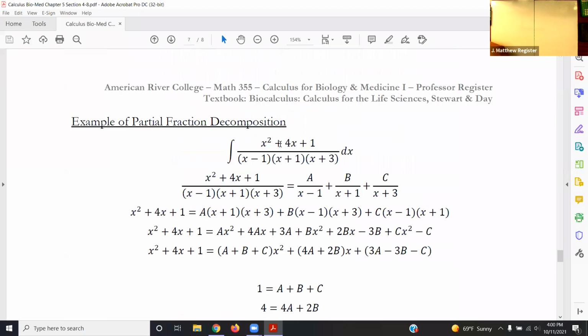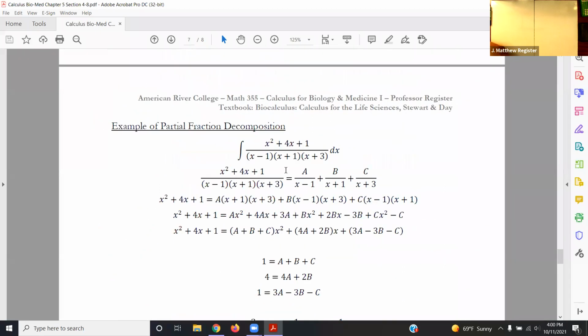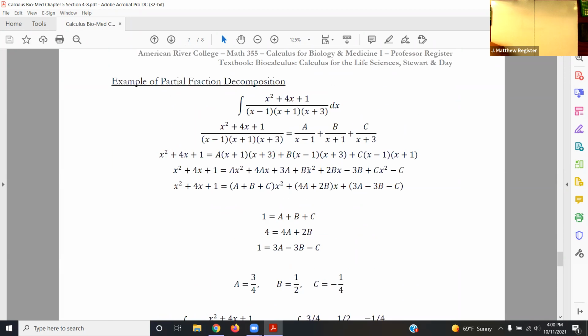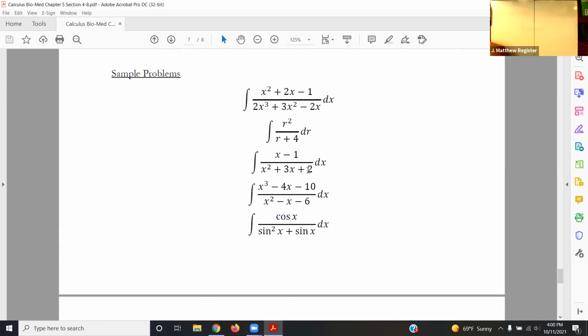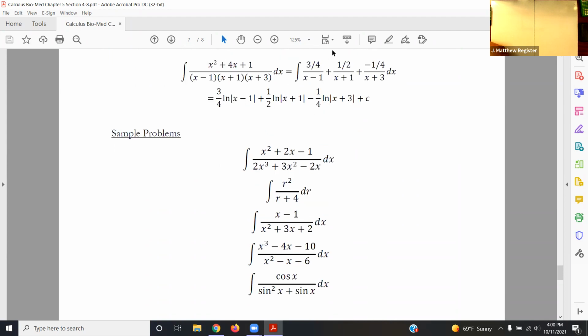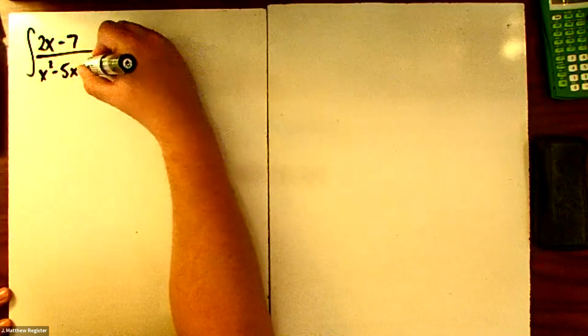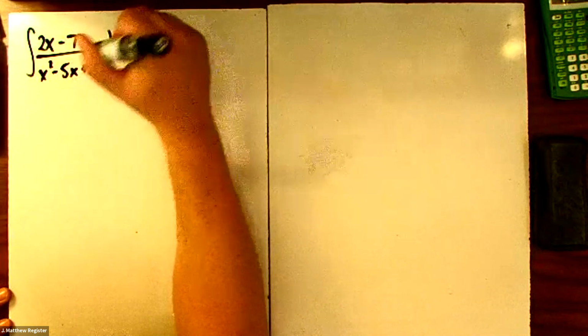But here's an example of one which is fully worked out, and this is one which has 3 variables. I might start out with one which just has 2 variables. And so we'll keep this one here in the notes. I'll just come up with one real quick. Yeah, I don't like these. And so let's try a different problem. Let's say that we have the integral of 2x minus 7 over x squared minus 5x plus 6 dx.